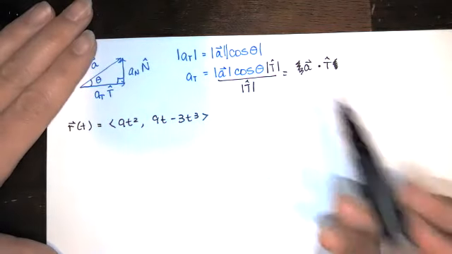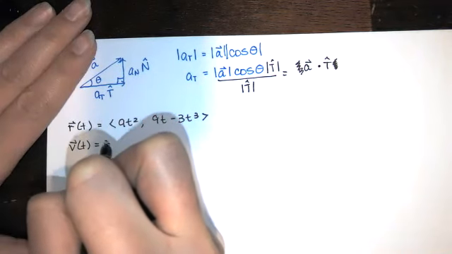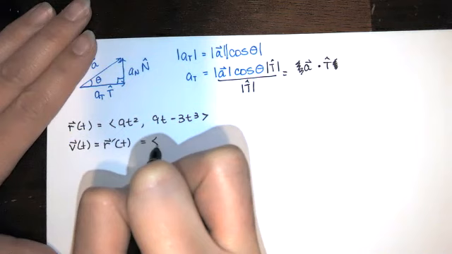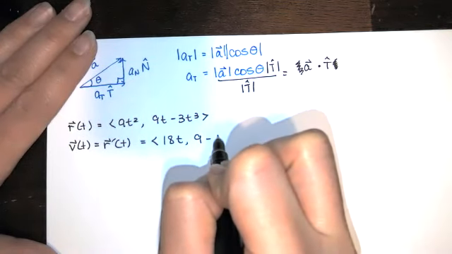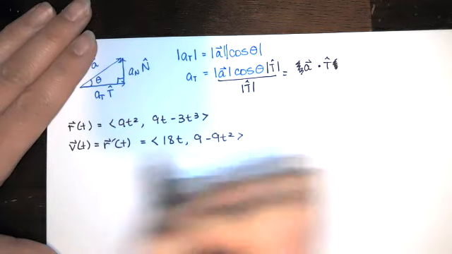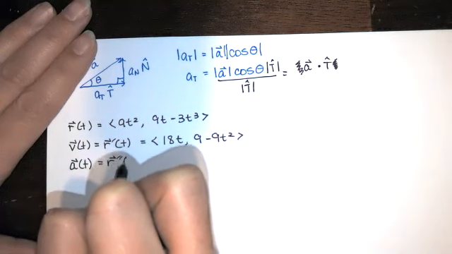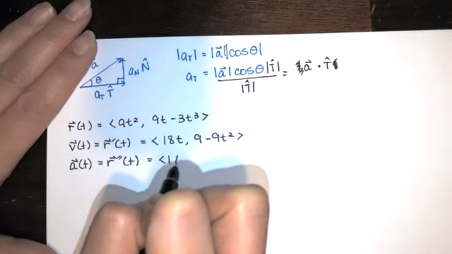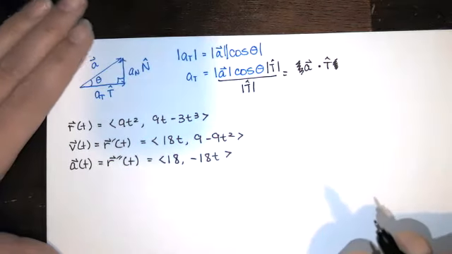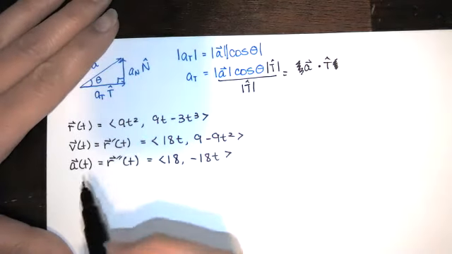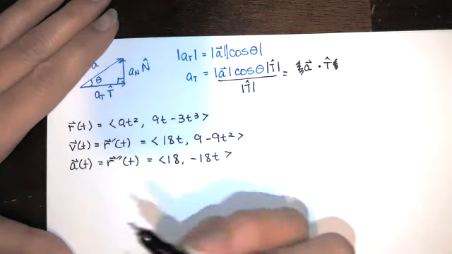This says compute the acceleration vector. Velocity is the derivative of position. Acceleration is the derivative of velocity. And then we need to take this and dot it with t hat.